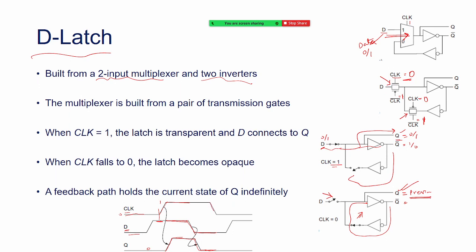But here clock went from 1 to 0. So at this stage D is 0, so Q remained in the previous state. Again I made logic 1 at the D, so Q should follow it. But why is it not following? It is remaining in the present state, the previous state. Why? Because clock is 0. So these two circuits. Did you understand this? Very simple.